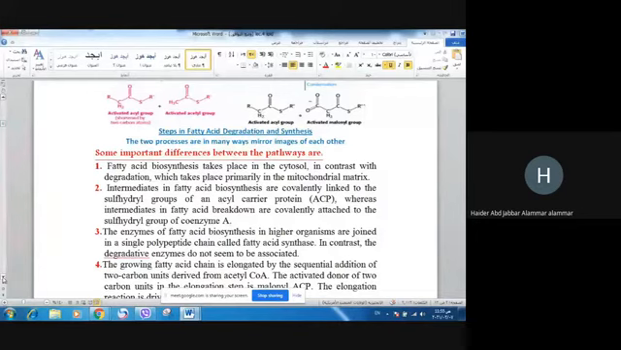In contrast, in beta oxidation, each enzyme acts alone, for example, hydratase enzyme, acyl coenzyme A dehydrogenase enzyme, beta ketoacyl coenzyme A dehydrogenase enzyme, and thiolase enzyme, as we said in the previous lectures.